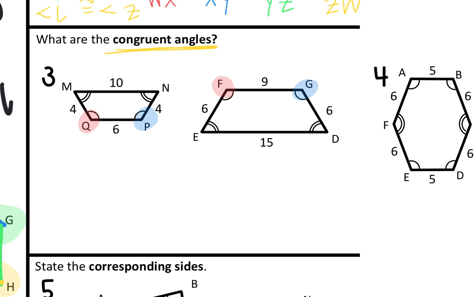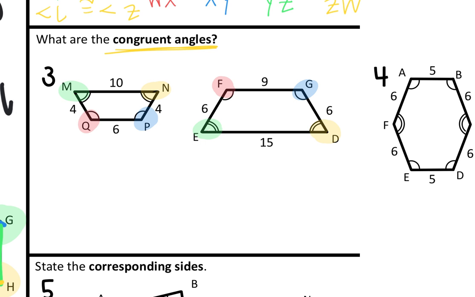Okay, and then M and E should be corresponding. So if I flip the second figure upside down, E would be at the top. And the last one, N and D are corresponding. Okay, so I wanted to find them first so I can write them down.